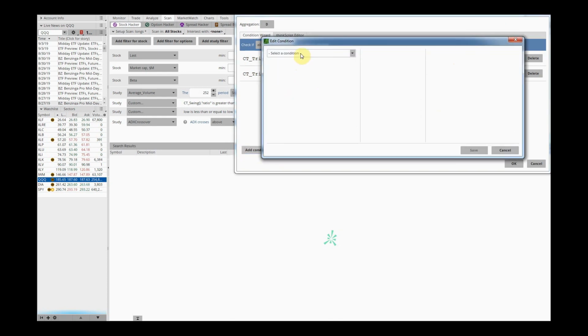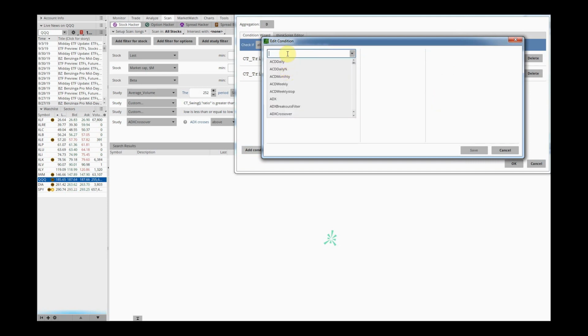I'm going to add condition again. Now we're going to look to enter the pullback, but we want the entry location to be above the CT average indicator, which basically means if we do get an up trigger, it's sweeping us into the upward momentum of the wave we're trying to get into.